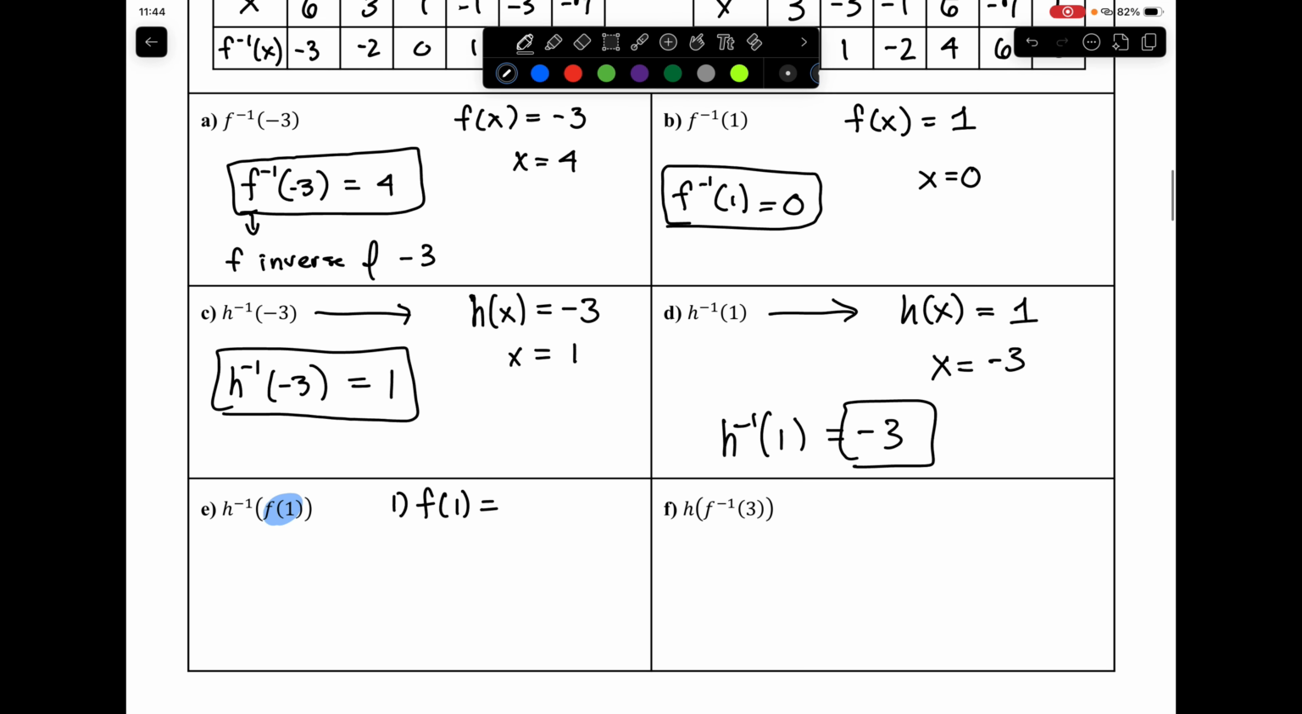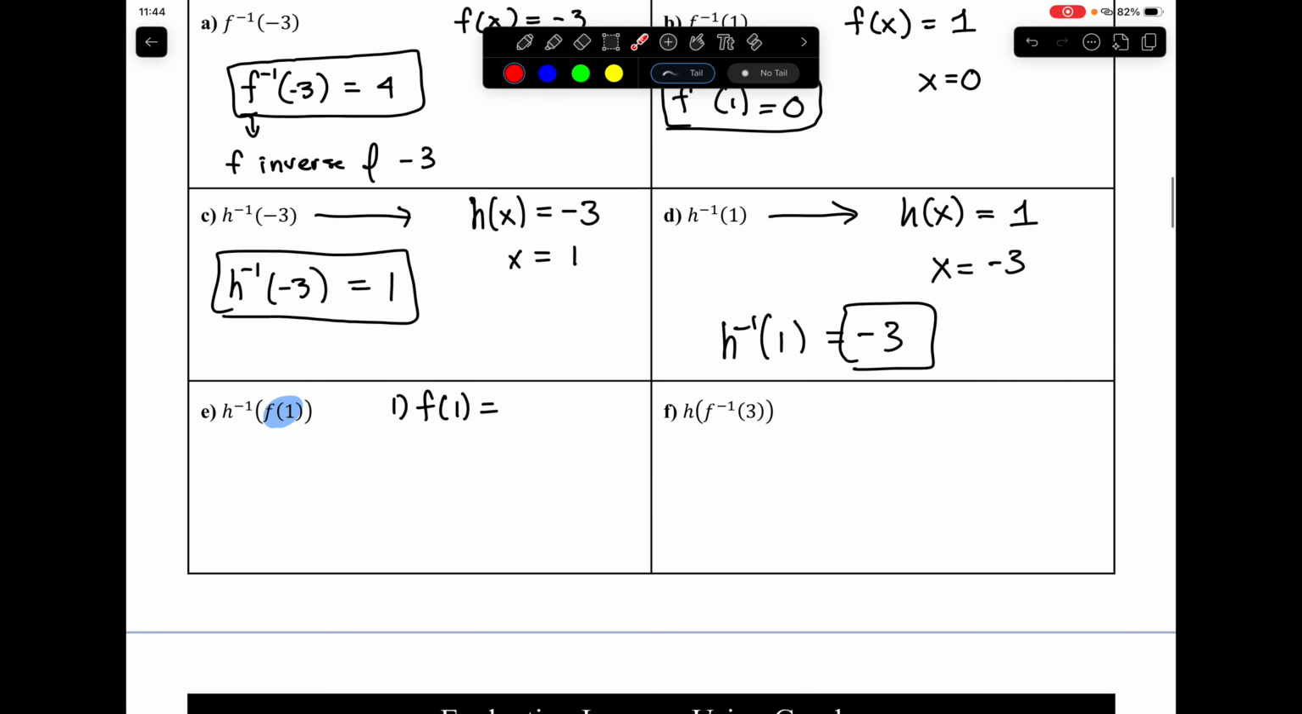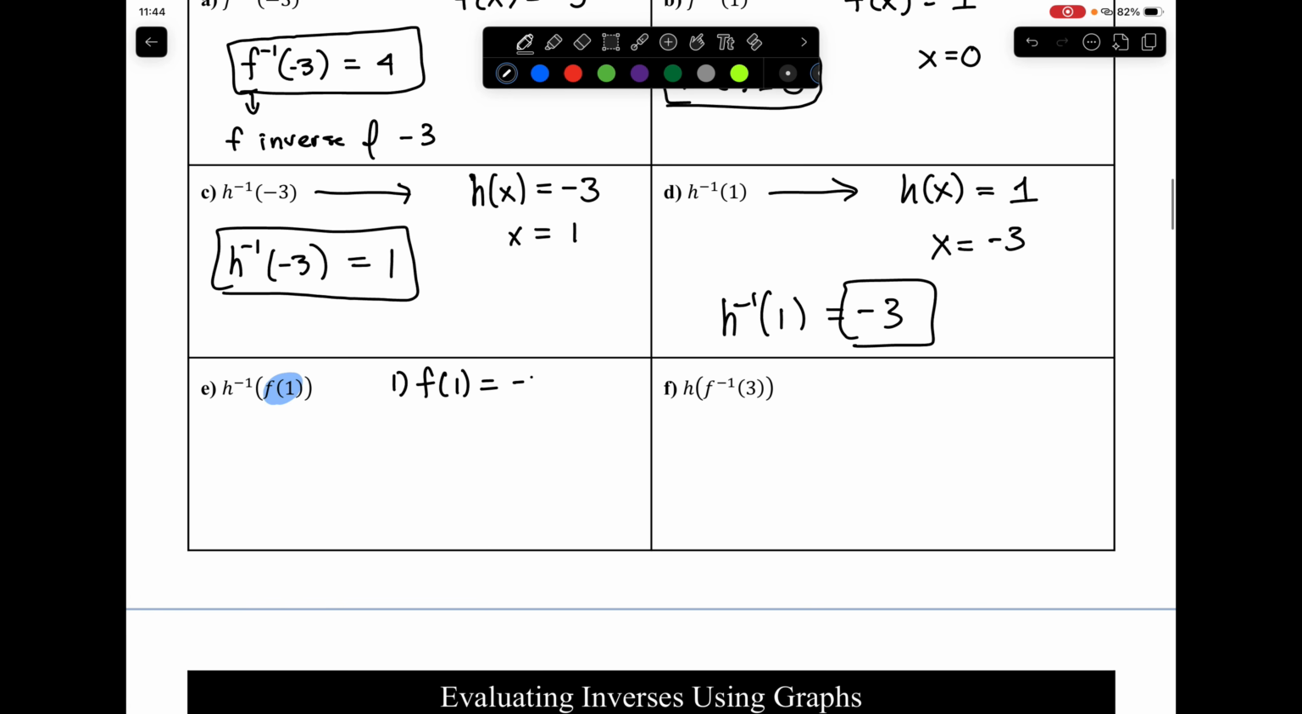So from our table, again, here's the f table. When x is equal to +1, the y value is -1. So f of +1 equals -1. So we have that number there. Now, because it's a composition, since this equals -1, we're now going to evaluate h inverse at that output value of -1. So the input value to the inverse of h is going to be that answer that we got from the first part.